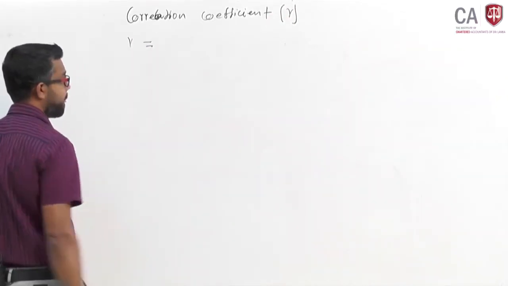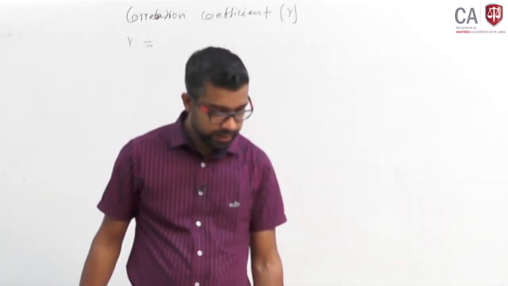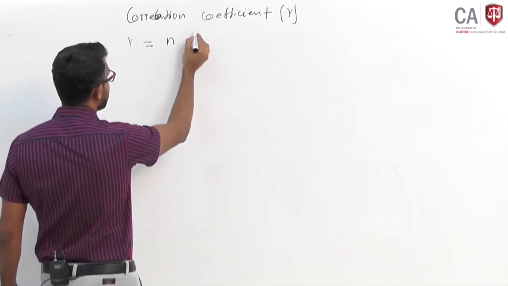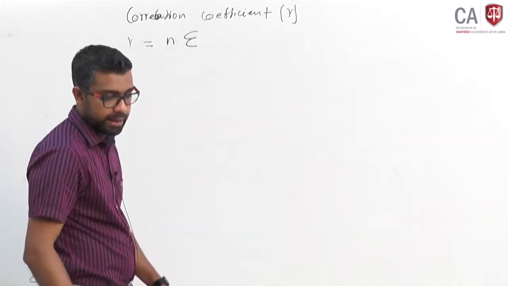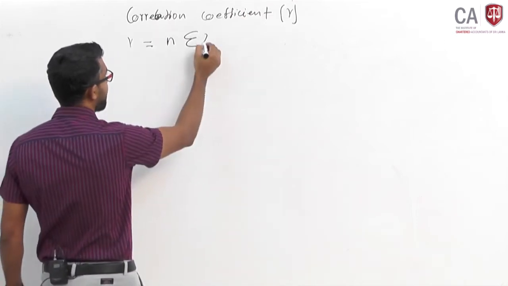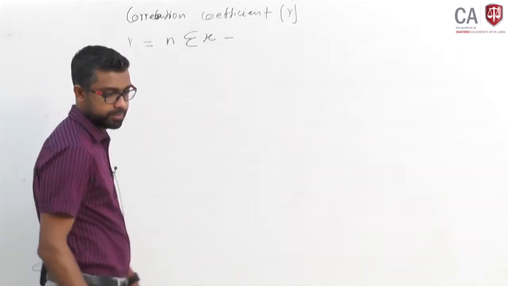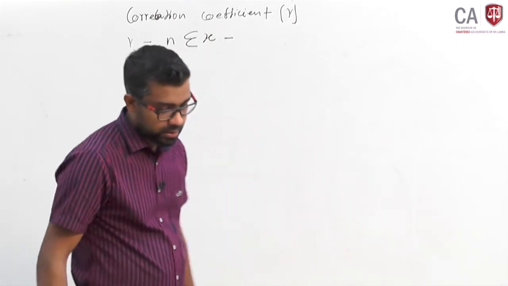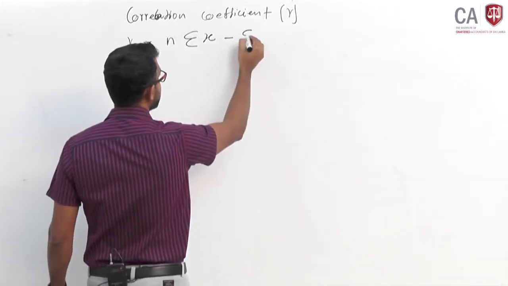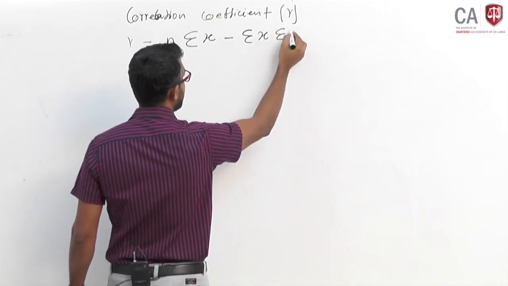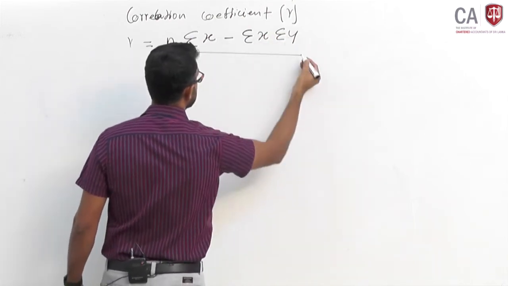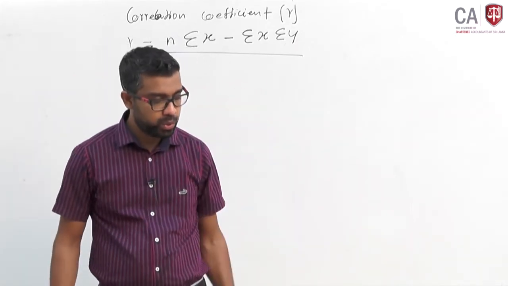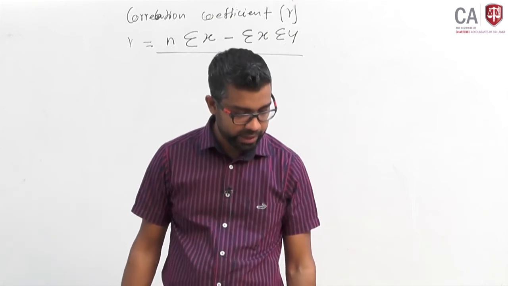equals, there's the equation again, number of variables n into sum of xy, minus sum of x into sum of y, right? The numerator is equal to the numerator that we used for what?